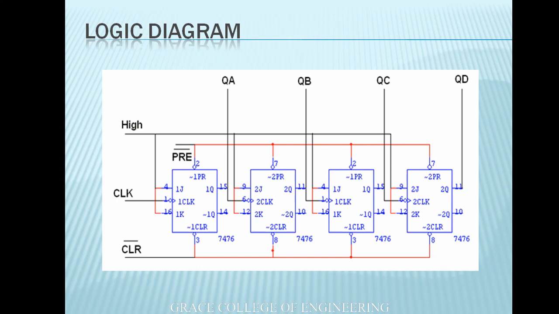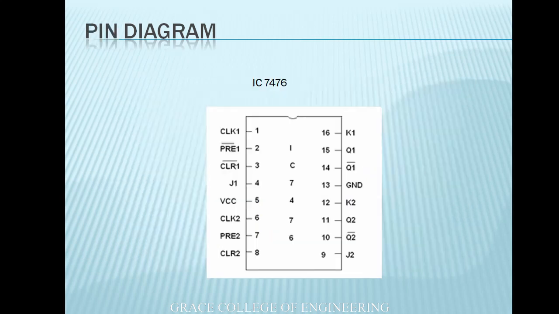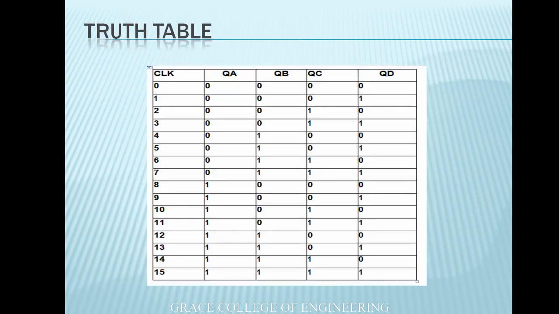This is the logic diagram of a 4-bit ripple counter. Here we can see the clock signal is only applied to the clock terminal of the first flip-flop, and for the rest of the clock inputs, the output of the previous flip-flop is taken and given. This is the pin diagram of IC7476. After connecting the circuit as per the logic diagram, we will be verifying this truth table for the 4-bit ripple counter.